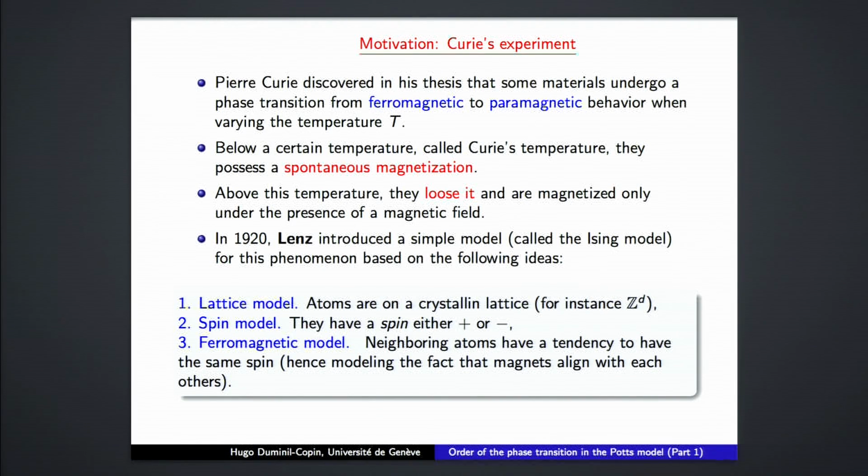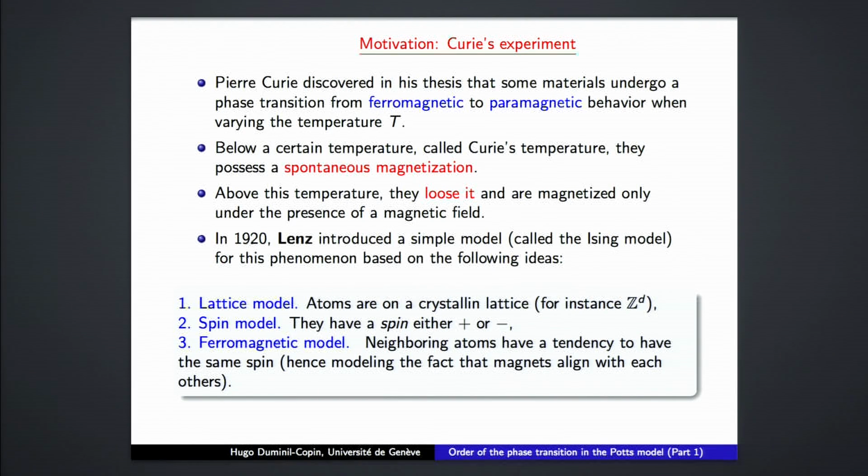Then you consider that every vertex in your lattice has a spin. It's either pointing in the plus direction or in the minus direction. They really act like small magnets. The third feature is that you want your model to be ferromagnetic. You want to mimic the fact that magnets have a tendency to point in the same direction. So what you want is that the spins of neighboring vertices prefer to be pointing in the same direction.